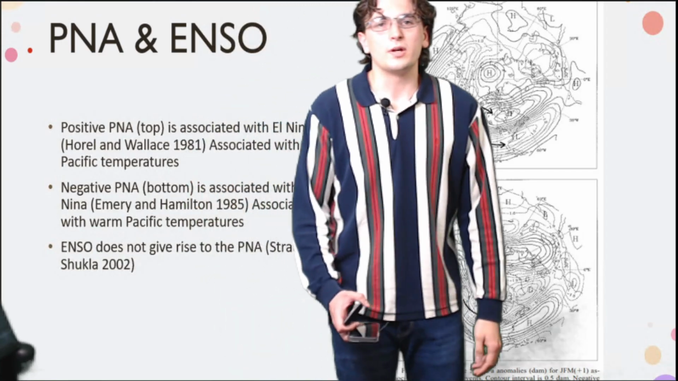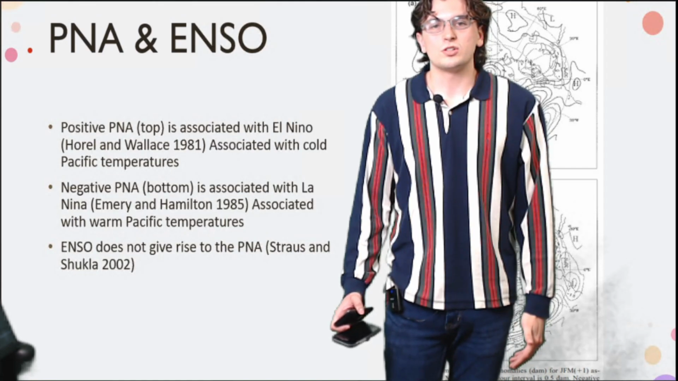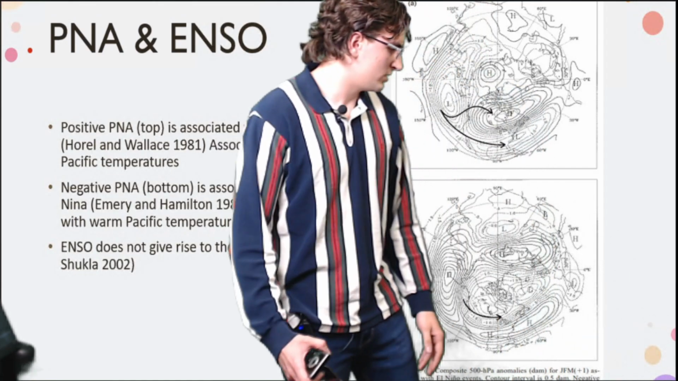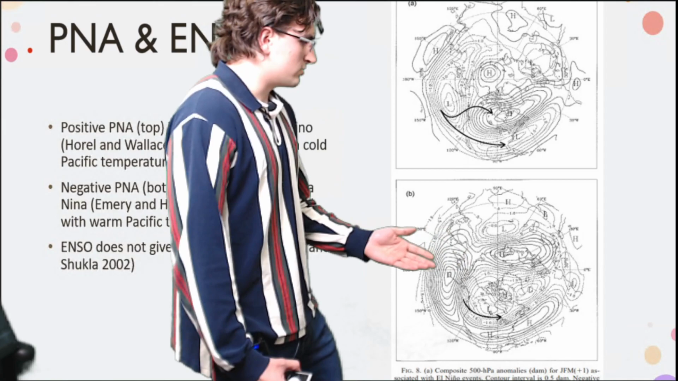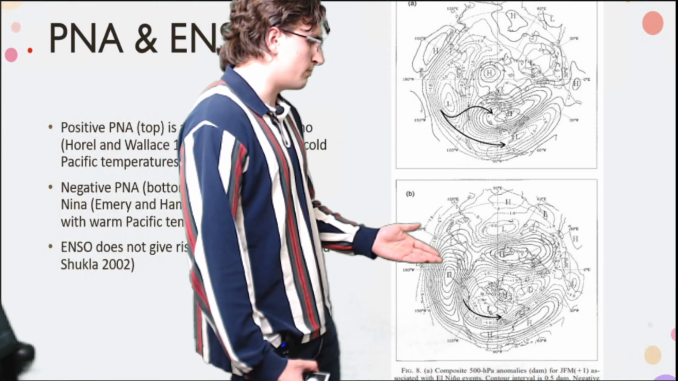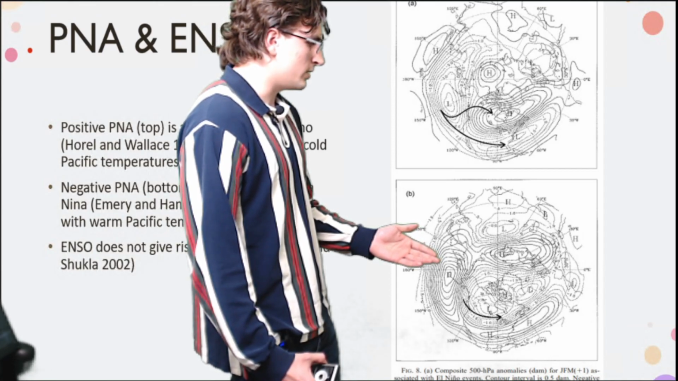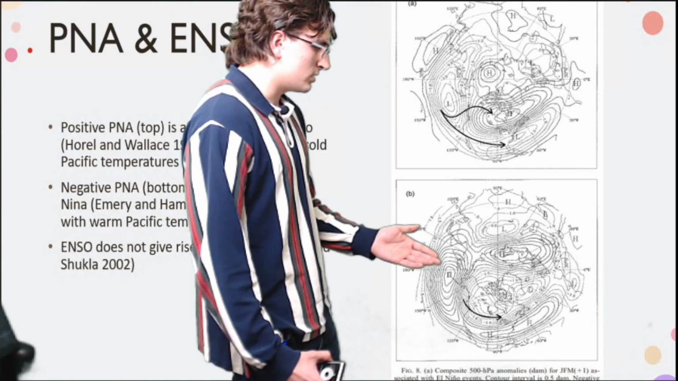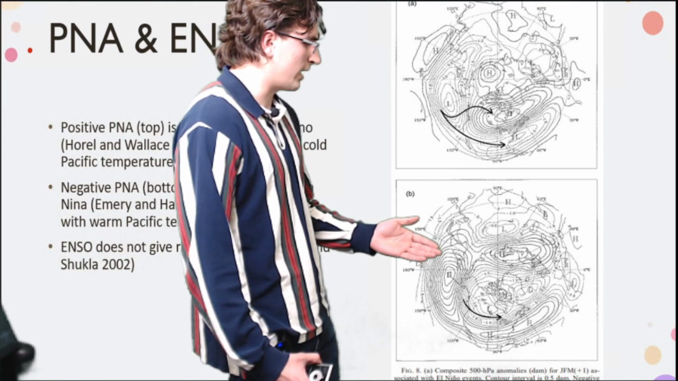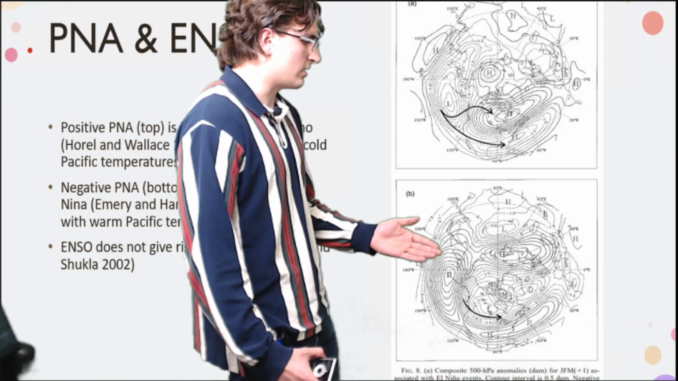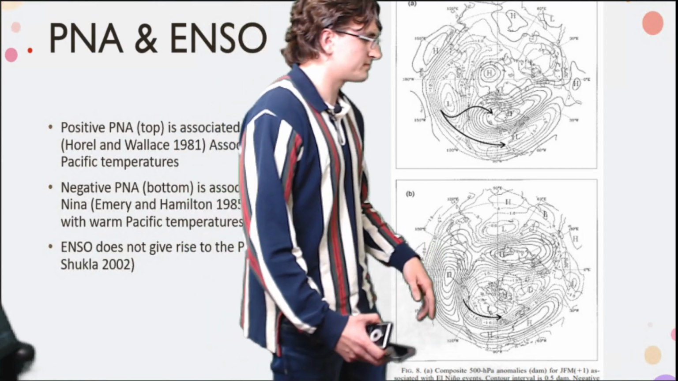On the bottom, we have the negative PNA pattern, and it is associated with the La Nina, which is associated with warmer Pacific temperatures. And once again, according to Schwaber et al. 1997, this bottom figure here essentially reveals an opposite circulation pattern associated with La Nina. This includes a weaker Aleutian low and erosion and westward displacement of the western Canadian ridge and a positive height anomaly over the southeastern United States. This is similar to the negative phase of the PNA pattern.